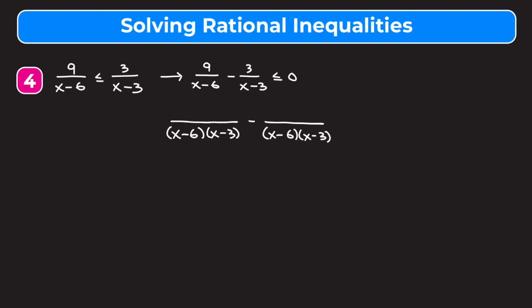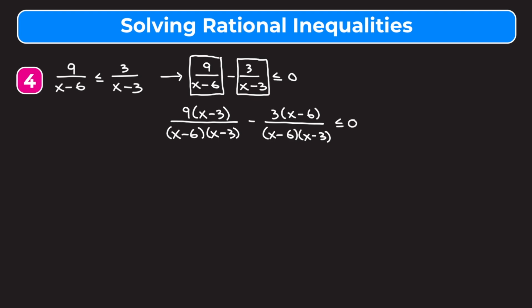In order to change 9 over x minus 6 to have a denominator of x minus 6 times x minus 3, we have to multiply the top and bottom by x minus 3. In order to change 3 over x minus 3 to have a denominator of x minus 6 times x minus 3, we have to multiply the top and bottom by x minus 6. And we know this is less than or equal to 0. And now we just have to simplify all of this.